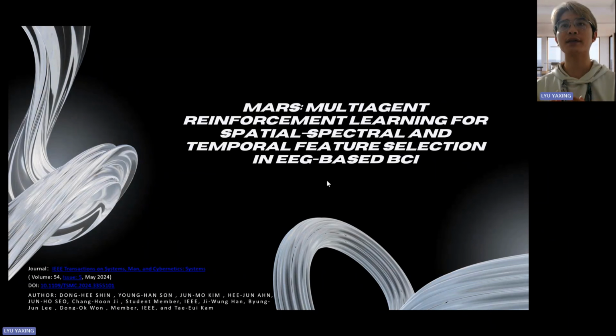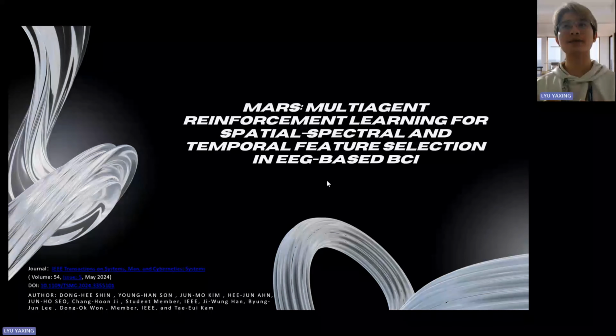Today I will introduce an innovation study on MARS, a multi-agent reinforcement learning framework for EEG feature selection. The study designed an efficient framework to optimize spatial and temporal features of EEG signals, providing a novel solution for classification tasks in Brain-Computer Interface (BCI). I will walk you through the research background, challenges, methods, and the contributions of this work.